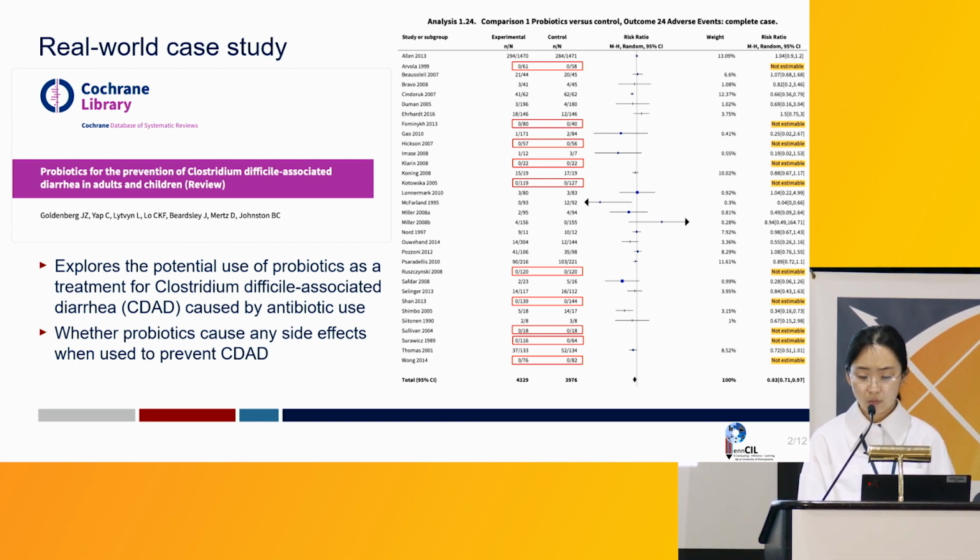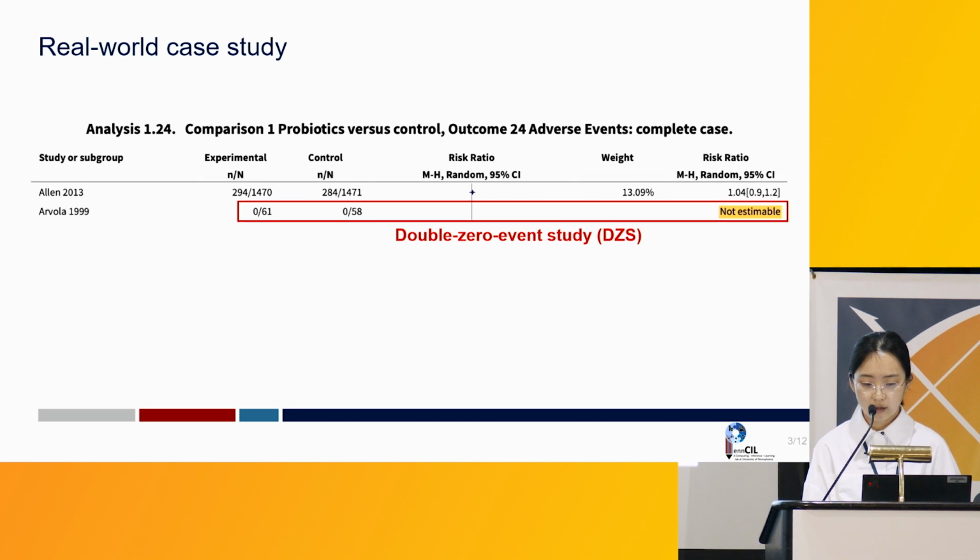And as you might know, adverse events are often very rare. In fact, among the 32 studies in their meta-analysis, 10 of them have no events in both the treatment and control groups. Such studies are called double zero event study, or DZS. Double zero event studies often arise in OHDSI research. In fact, the larger the OHDSI network study is, the more smaller sites will participate, and the more likely it is that we will see these double zero scenarios occur.